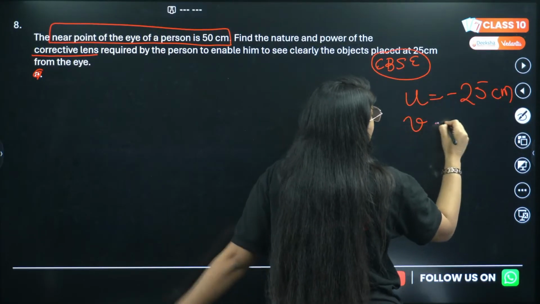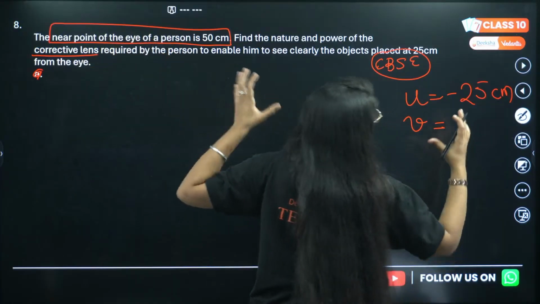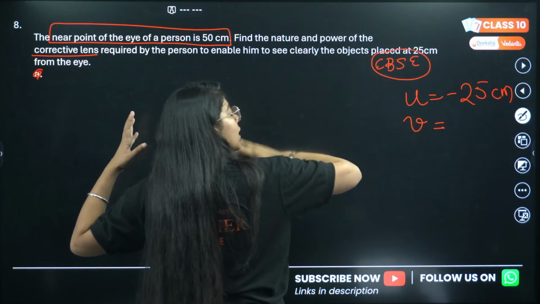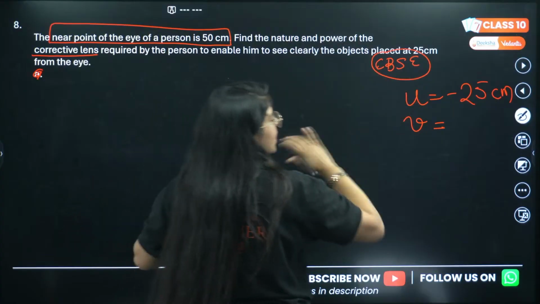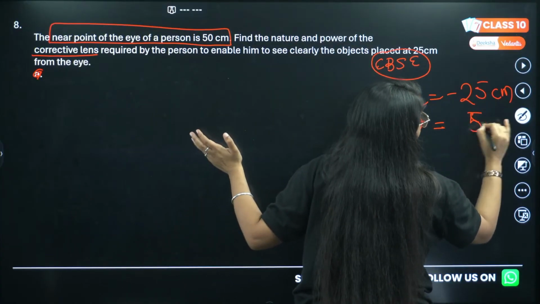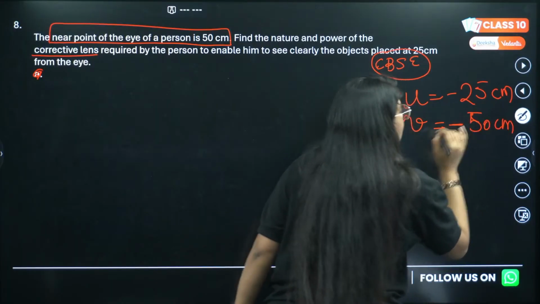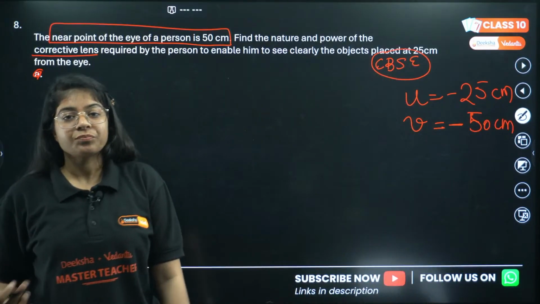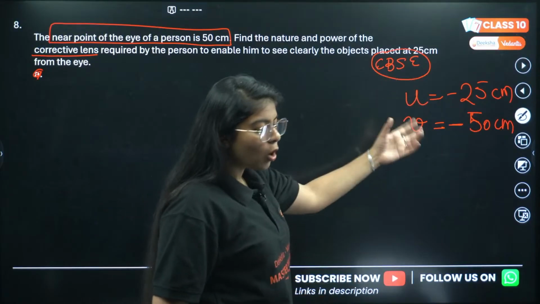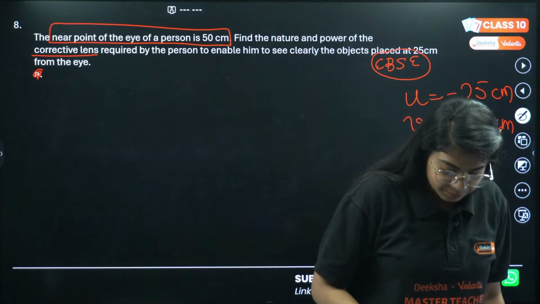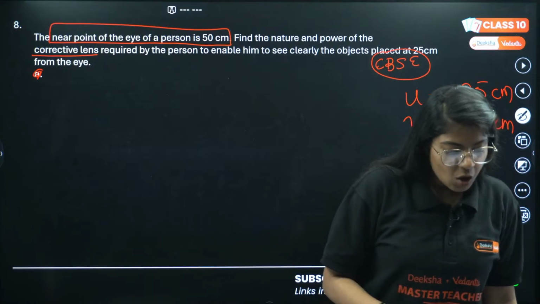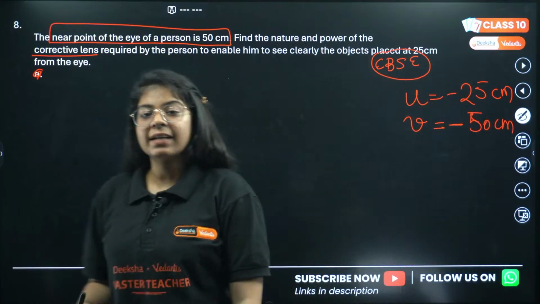My corrective lens will first make the image of that object at 25 centimeter, at 50 centimeter, sorry, which is the new near point of the eye, and it will make it in the same direction as that of the object. So both will have negative sign.